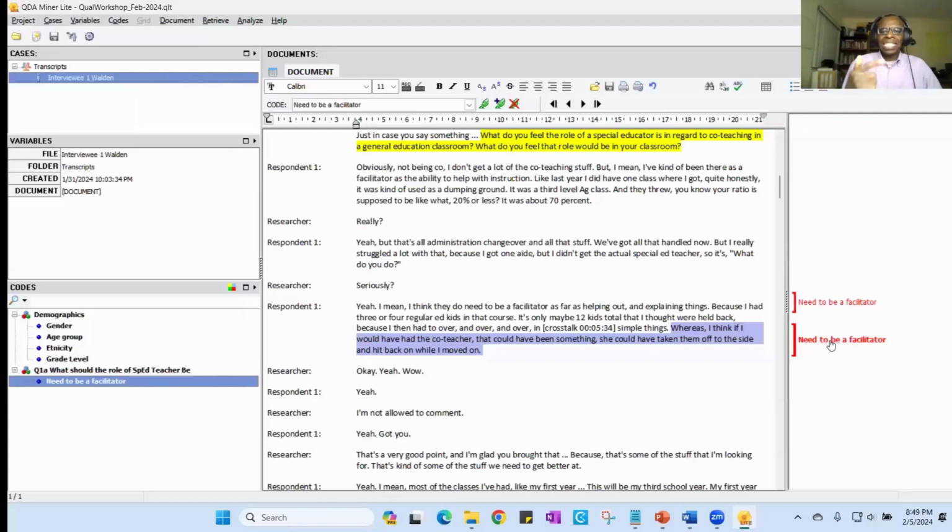Because it's one thing to say, yeah, I think they should do XYZ, and here's an example of XYZ. You're going to need that when you're writing your results, when you have to elaborate on what the code means. Okay? It's not just enough to say they need to be a facilitator. Yes, they need to be a facilitator, and this is what facilitation looks like, right? If that makes sense, type in a 1. If it doesn't make sense, type in a 0.